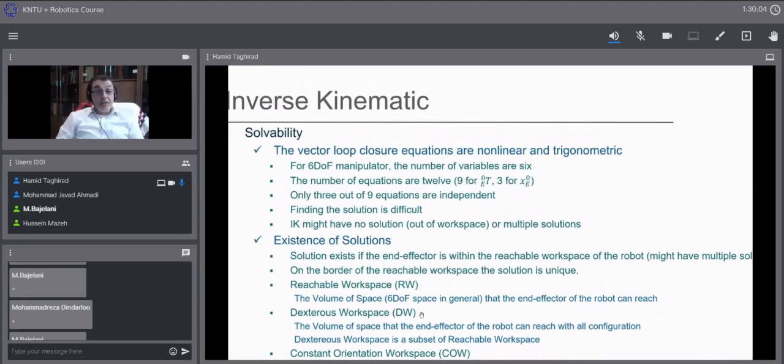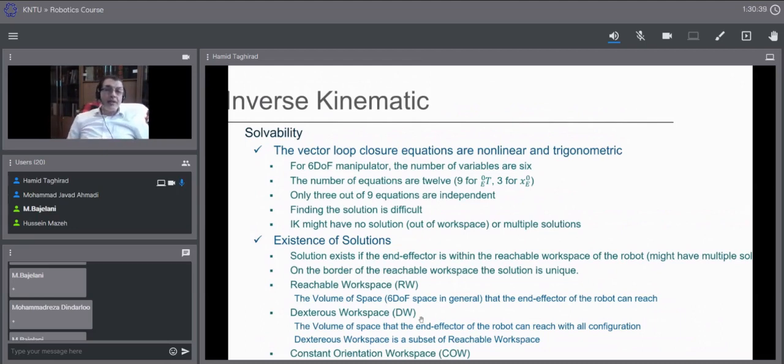We call it a workspace, a reachable workspace. You can understand the 3D position that we can get just by inverse kinematics. If our inverse kinematic solution exists, then we have this point in our reachable workspace. If it doesn't exist, if there is no solution, it means that this point that I'm reaching is out of reach. It is out of my workspace.